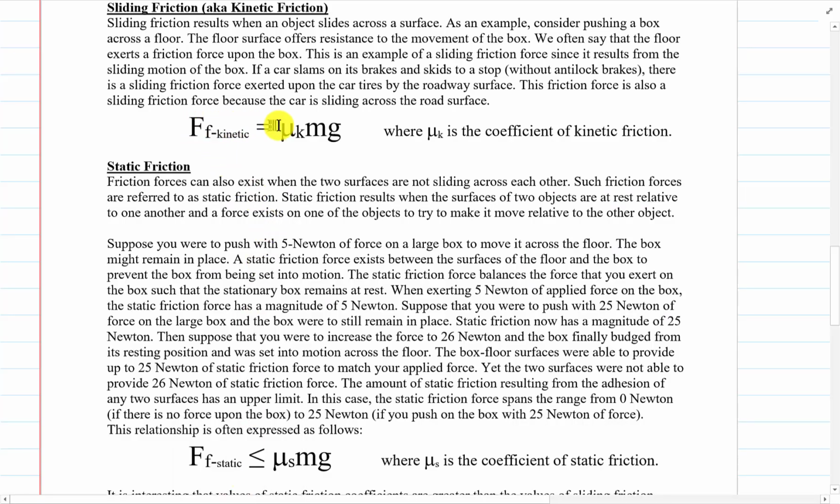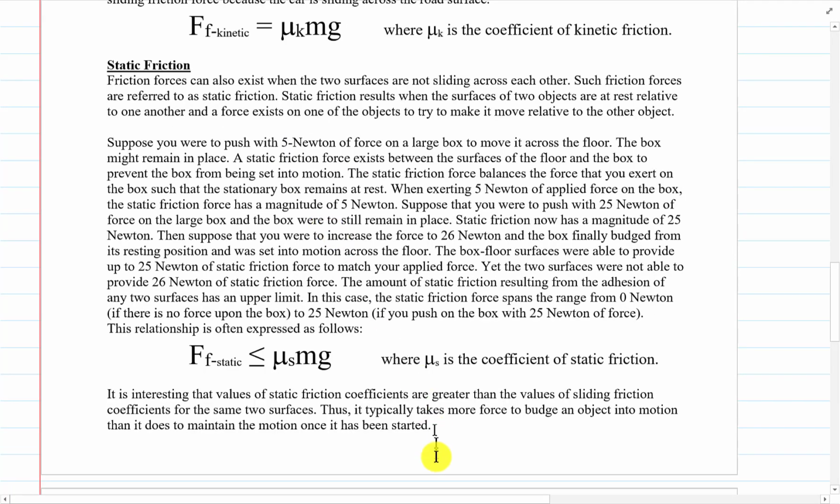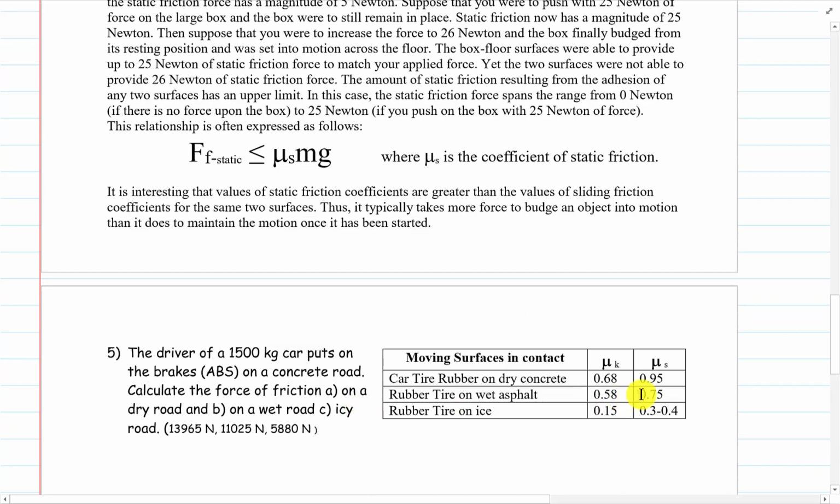Because once kinetic starts, once it moves, it changes to a different one, and mu k is less than mu s. As you read down here, it is interesting that the values of static friction coefficients are always greater than the sliding or kinetic. Take a look here: there's the static, and then there's the kinetic. As it goes from stationary to sliding, you start slipping, and the coefficient of friction drops, so the amount of friction drops. So that's what happened here.